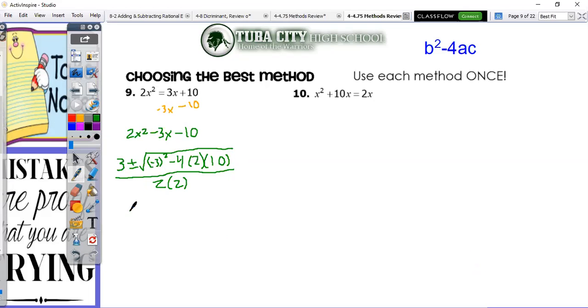Okay, so let's go ahead and work this out. I'm going to do a little bit of the work over here. So negative 3, if I square it, I get 9, minus 4 times 2 is 8, and then times 10 would be 80. Oh, you know what? I almost forgot to include the negative here. So that would actually be positive 80, which would mean I would have the square root of 89 over 4. Now let's look at 89 and think, okay, can we break this down to simplify the radical?